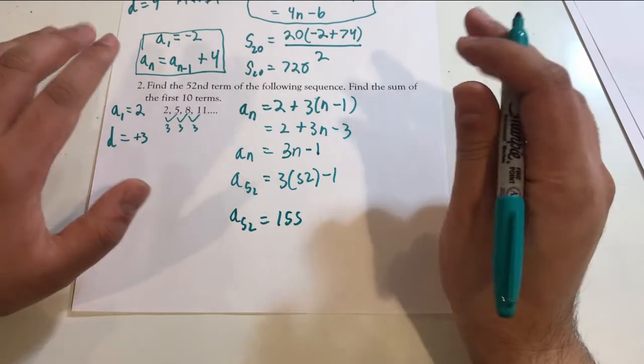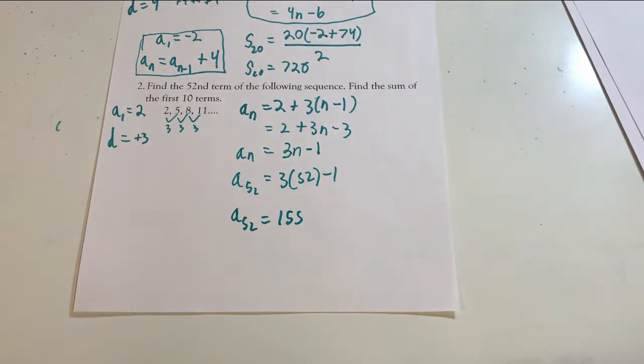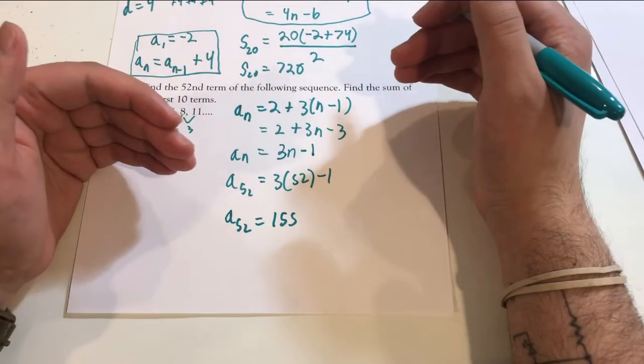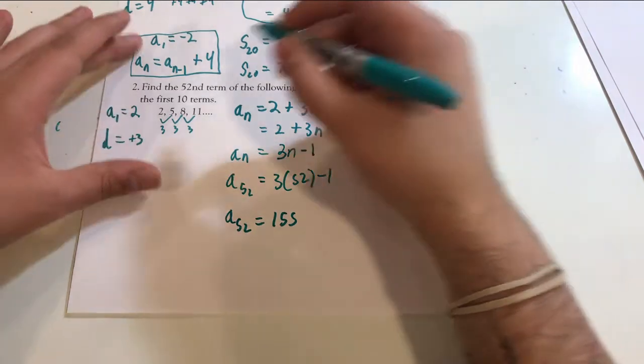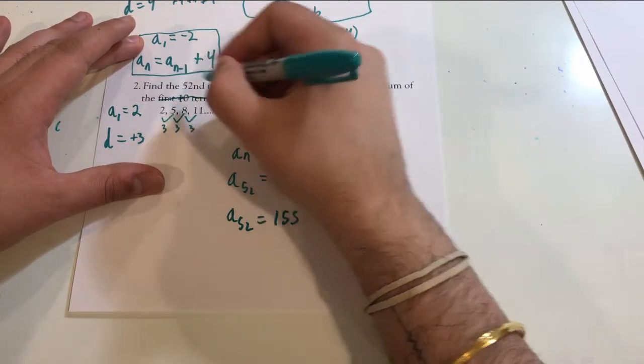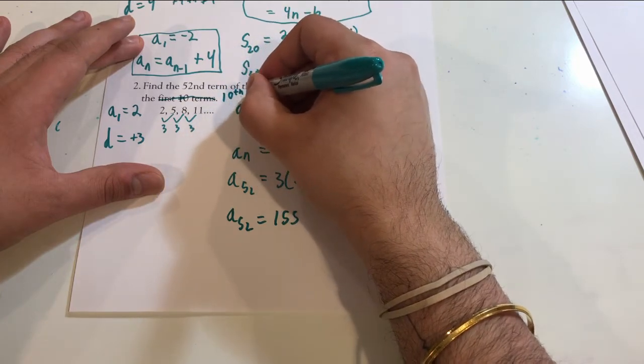Okay. Now, I kind of want to change this question a little bit. The second part, find the sum of the first 10 terms. I want to change it to find the sum of the 10th term to the 15th term. Okay.